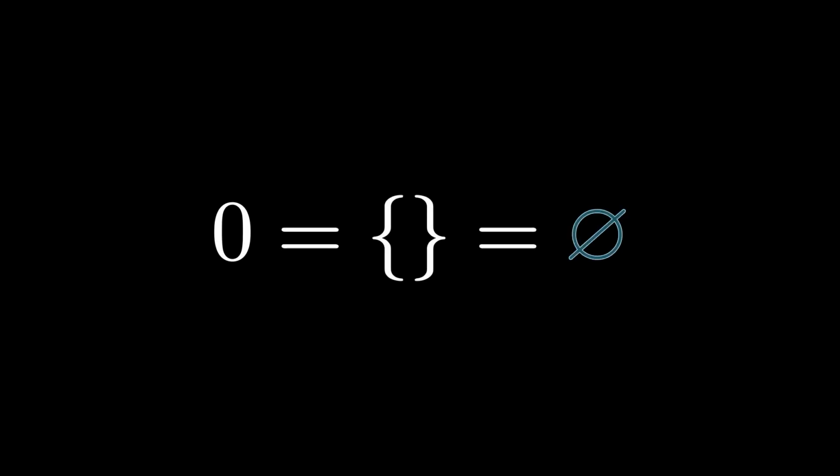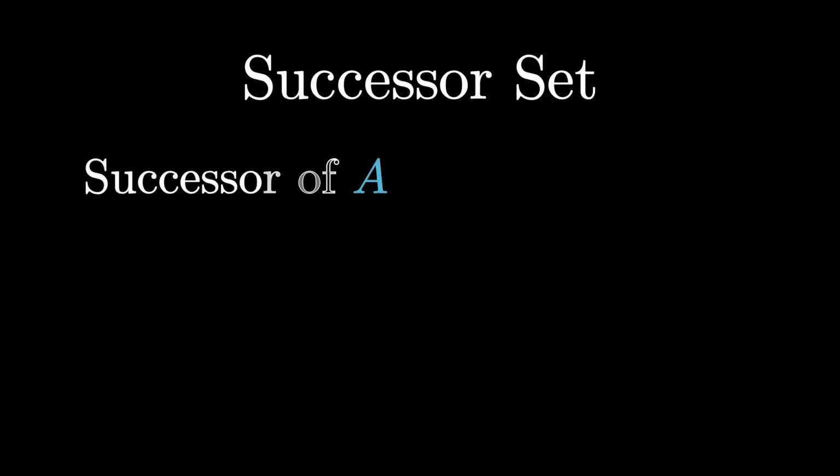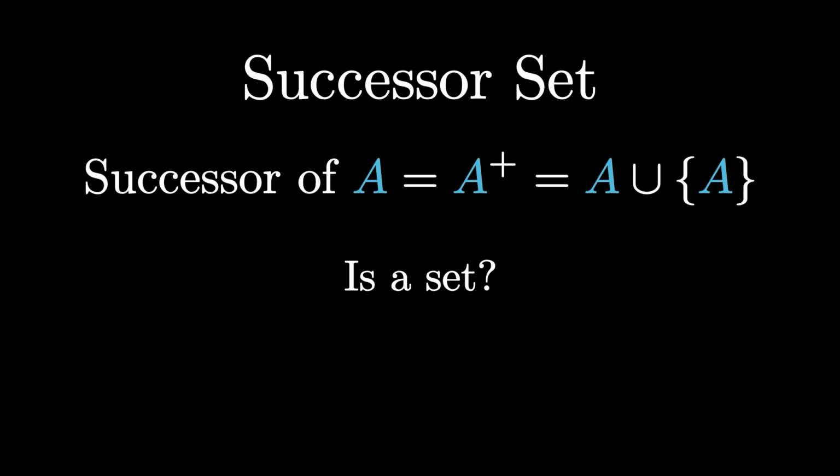Well, let's start simple. For 0, we can use the axiom of the empty set and denote the empty set as 0. Now, how about the numbers after, like 1, 2, 3, and so on? To define these numbers, let's introduce a new concept called the successor set. Take any set A, then the successor set of A, denoted A+, is the union of A and the set containing A.